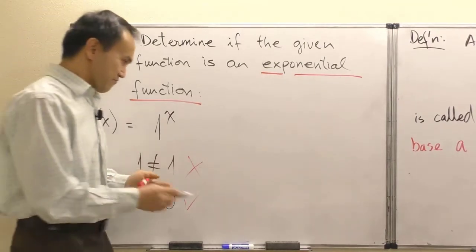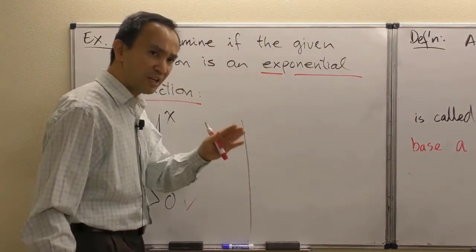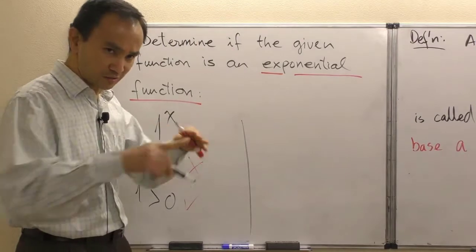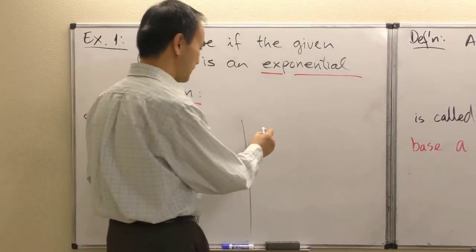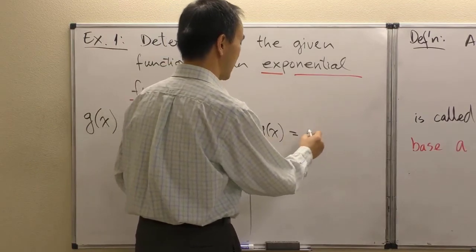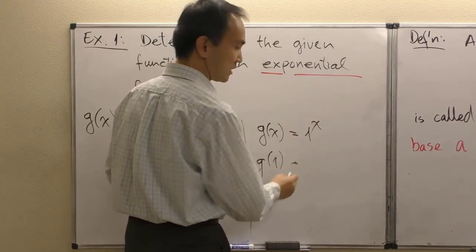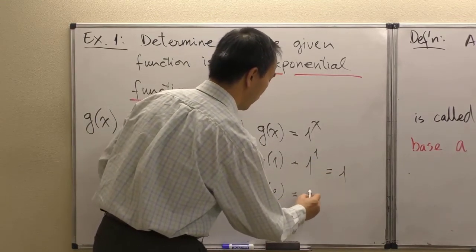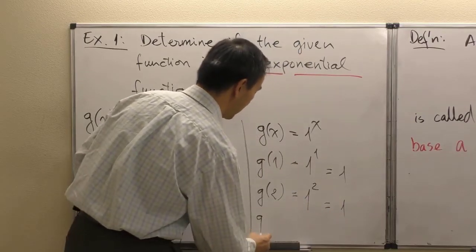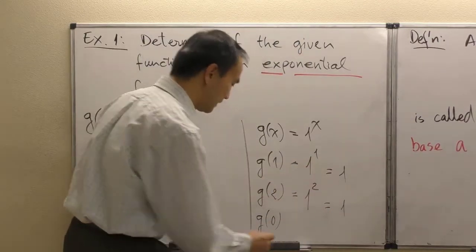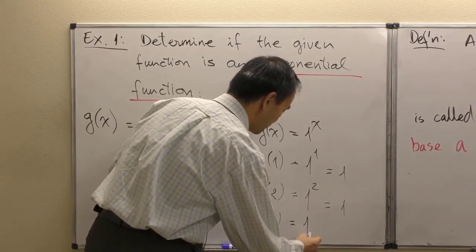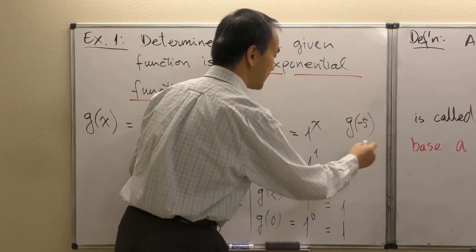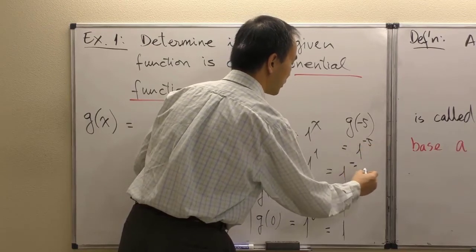Here's the reason why. When we get to graphing an exponential function, you will have a much more inclusive understanding of this. But right now, just think about this. If g of x equals 1 to the x, then g of 1 equals 1 to the 1st power, which is 1. g of 2 equals 1 squared, which equals 1. g of 0 equals 1 to the 0, which is 1 as well. And g of a negative number, like negative 5, equals 1 to the negative 5 power, which also equals 1.